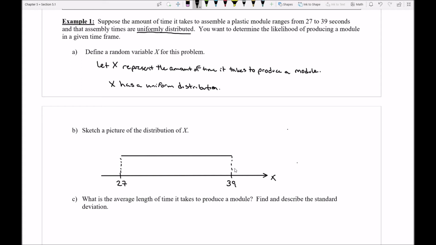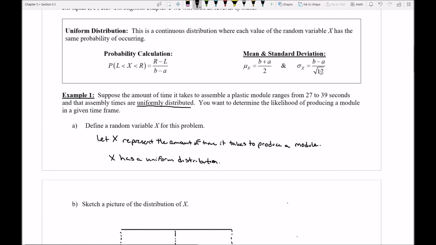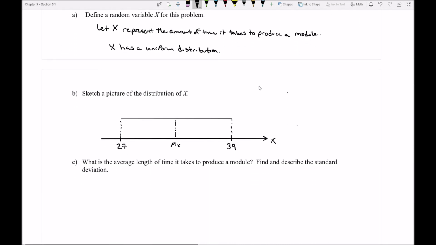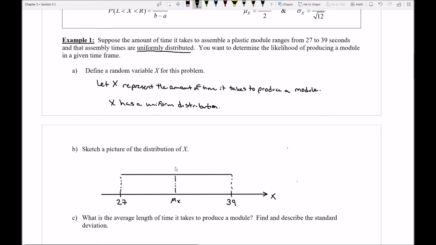Now, a couple things that I might want to know are things like, where exactly is the average in this picture? I can maybe see where it would be located, but I don't know its value. Notice that I can go ahead and use these formulas to find things like a mean and a standard deviation for this variable. What is the average length of time it takes to produce a module? And then find and describe the standard deviation. Well, I'm going to use the formula that I have up above.